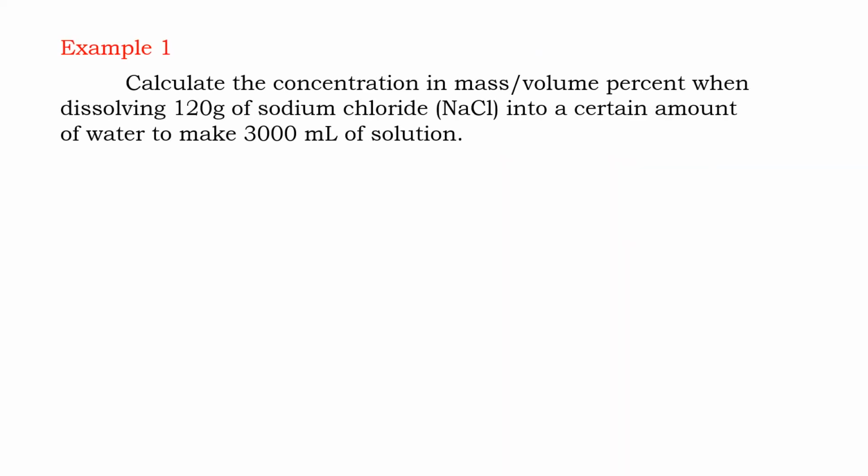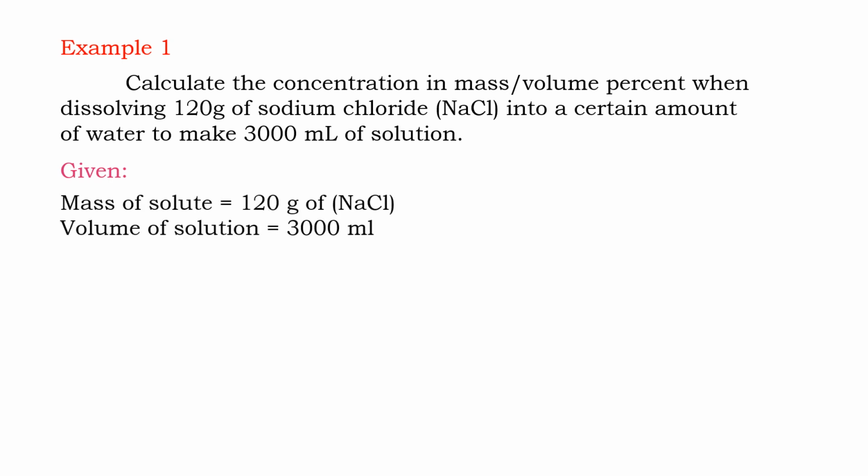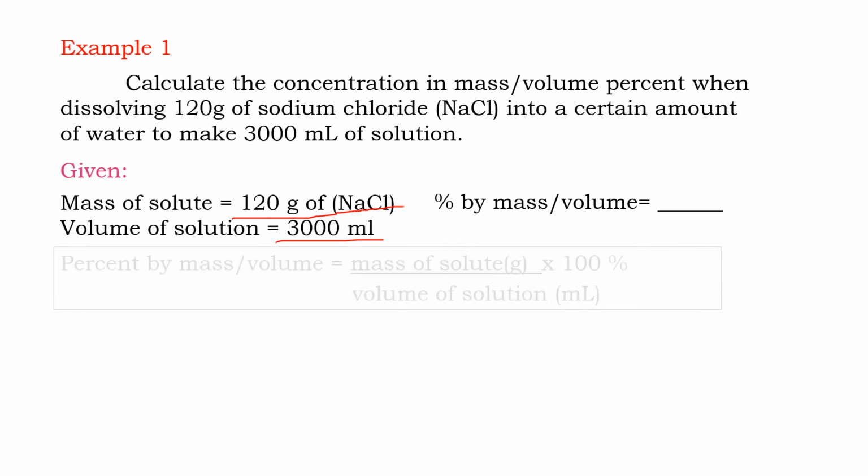Okay, so example number 1 tayo. Calculate the concentration in mass per volume percent when dissolving 120 grams of sodium chloride into a certain amount of water to make 3000 ml of solution. So the given are the mass of solute is 120 grams of sodium chloride and the volume of solution is 3000 ml. So hinahanap po natin is the percent by mass per volume ng ating solute, which is sodium chloride.